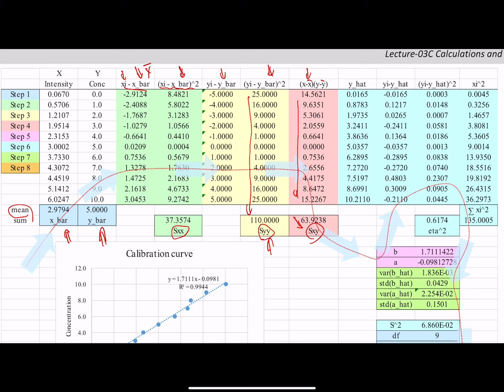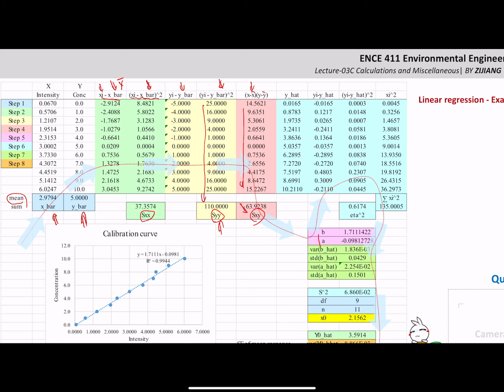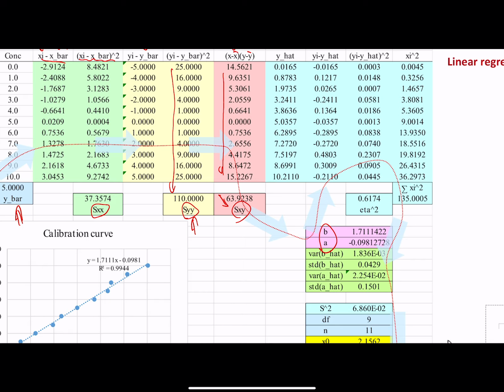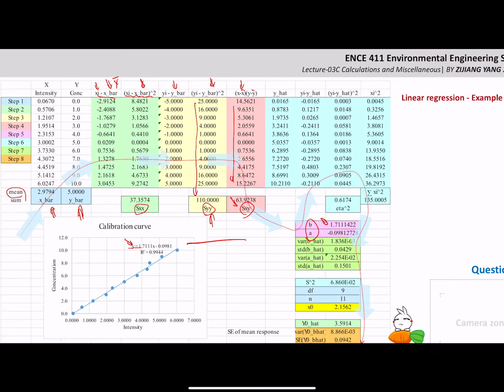By knowing SXY and SXX, we can calculate a and b. So this is a calculation by myself, and this is the auto-generated regression coefficient. We can see that they are equal. They are equal, yes. And then by knowing a and b, we can calculate y hat and y minus y hat. And similarly, we can take the square, and we can also have the xi square. By knowing this, we can get eta. By knowing the eta, we can get the s.